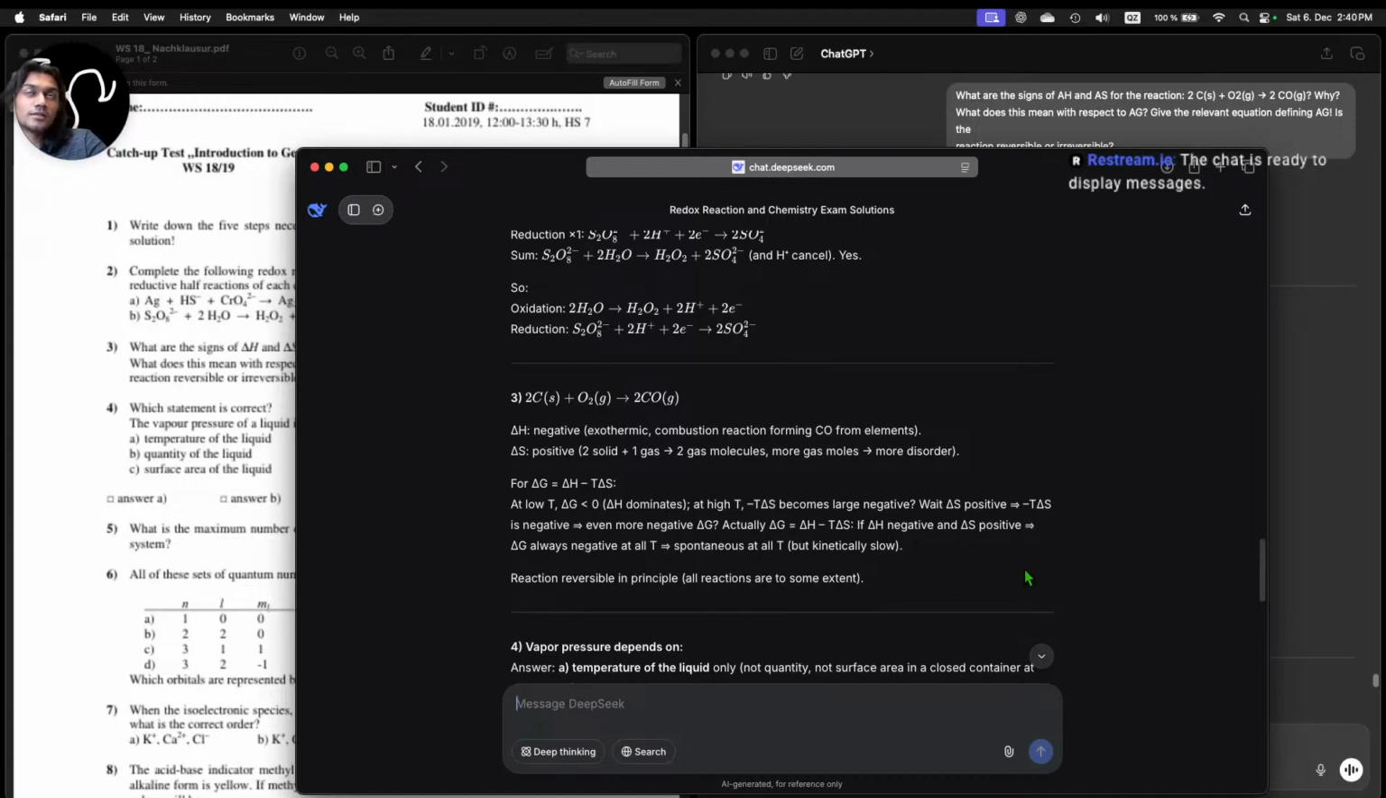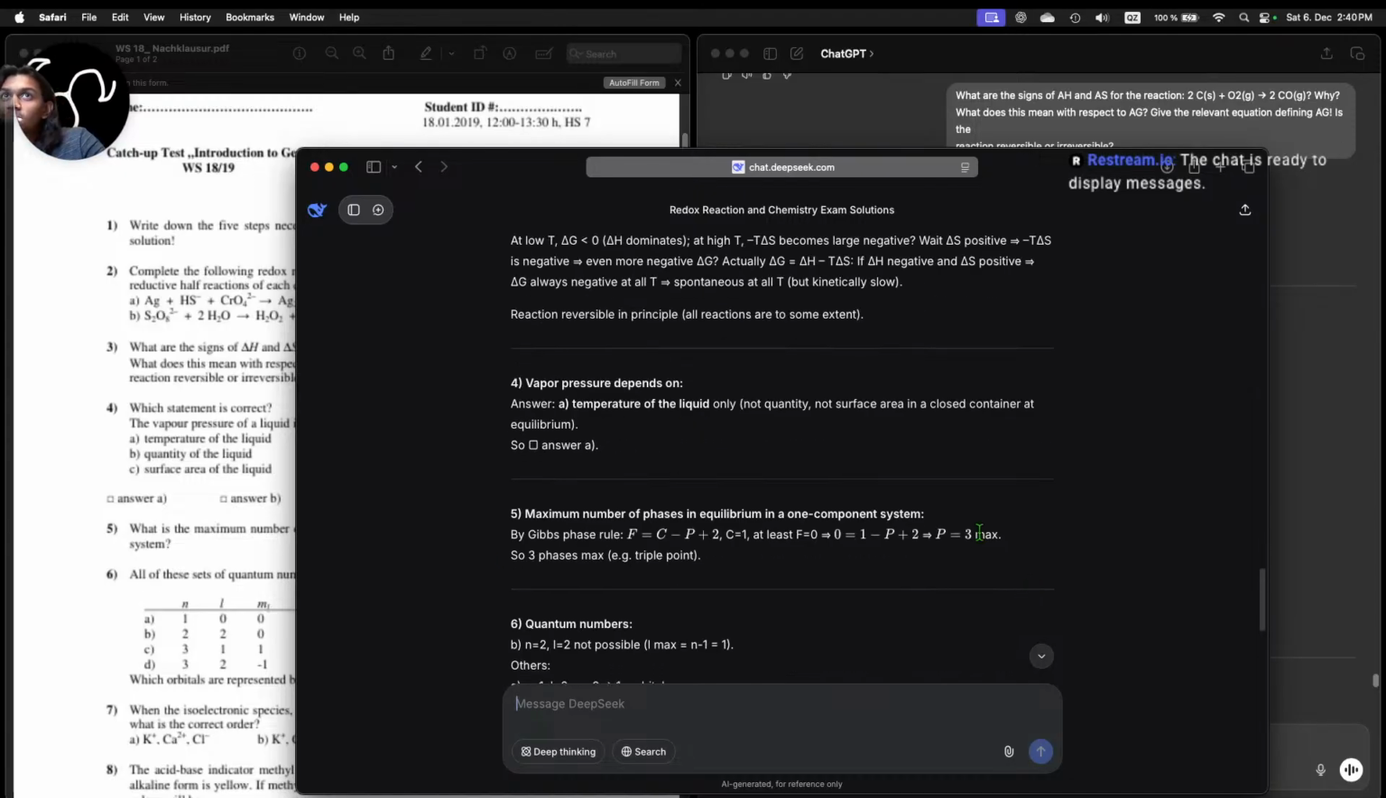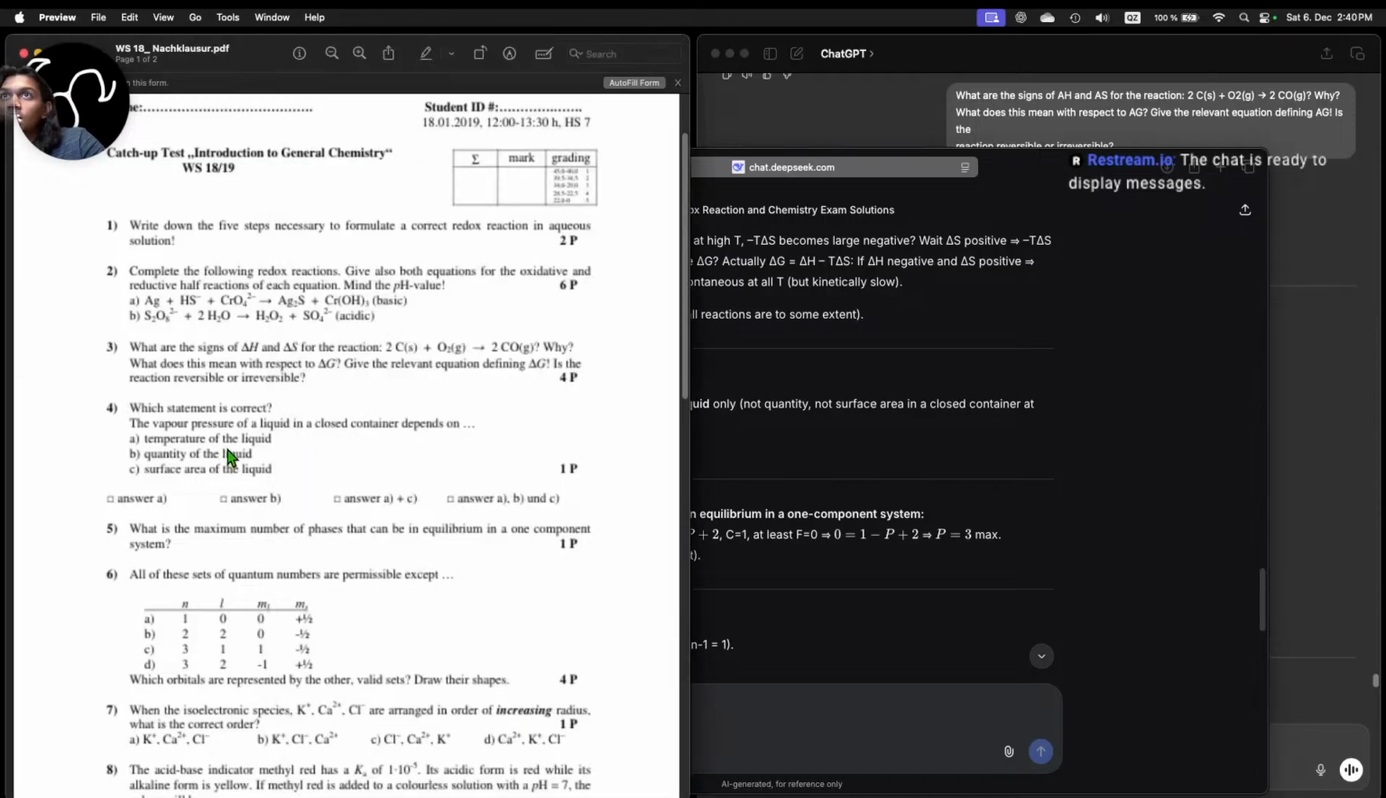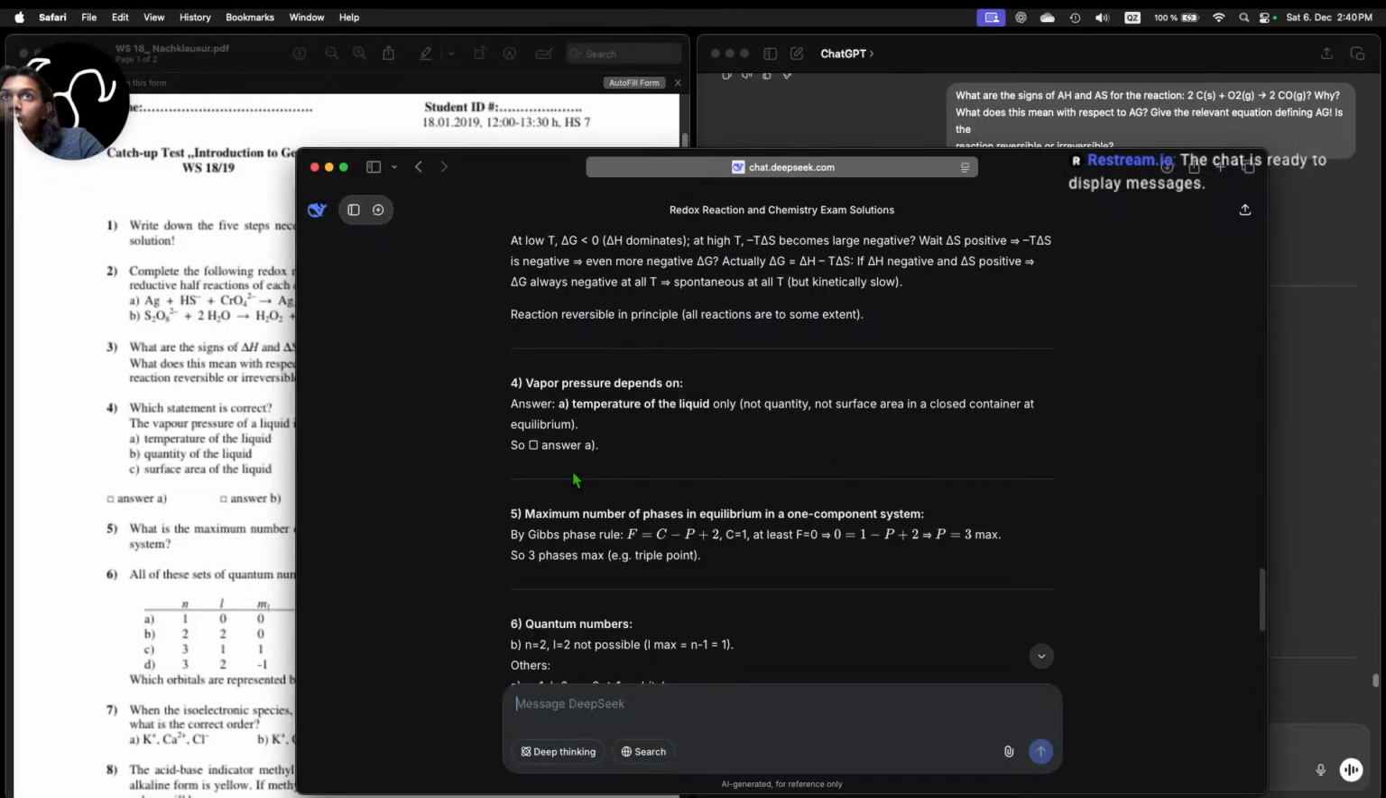Bro, this guy is terrible. Vapor pressure depends on the temperature of the liquid only, not quantity, not surface area, in a closed container. I really thought surface area had something to do with it. Okay.